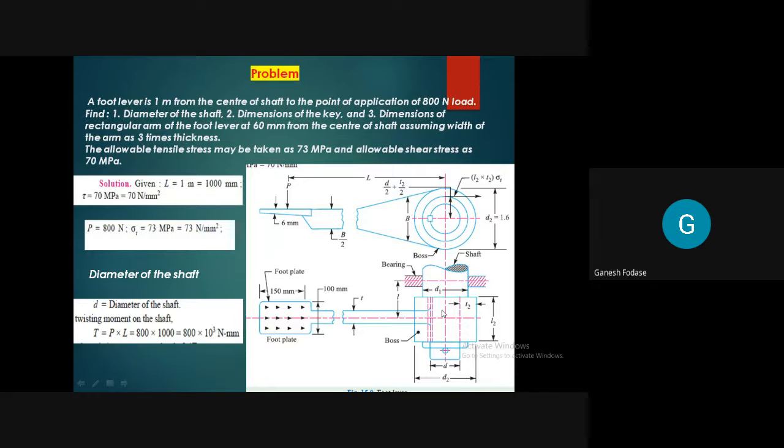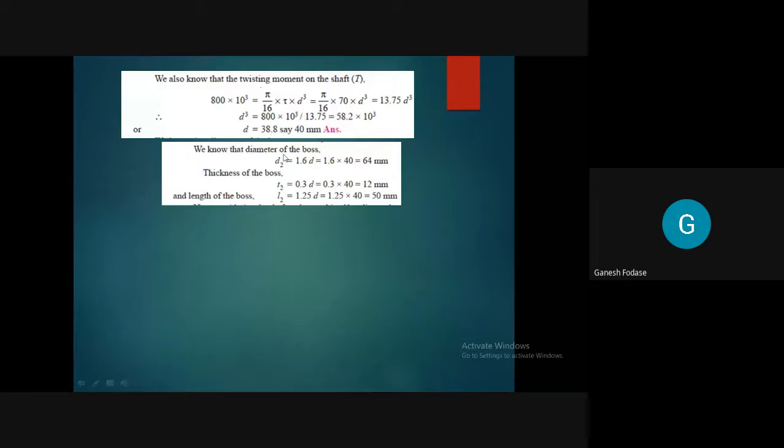All these dimensions related to the boss are found based on the diameter D. Once you get D, there are standard values for the boss dimensions: D2 is 1.6 times D, T2 is 0.3 times D, and L2 is 1.25 times D. Just check whether the values are right, write them down, and let me know if there are any mistakes.